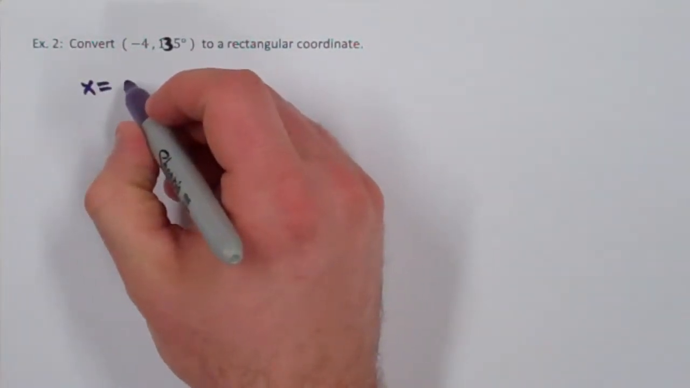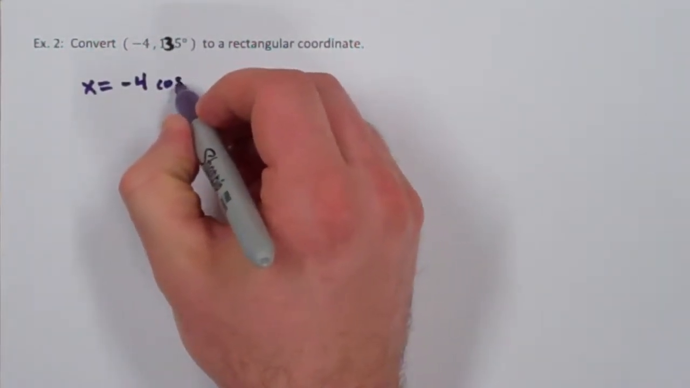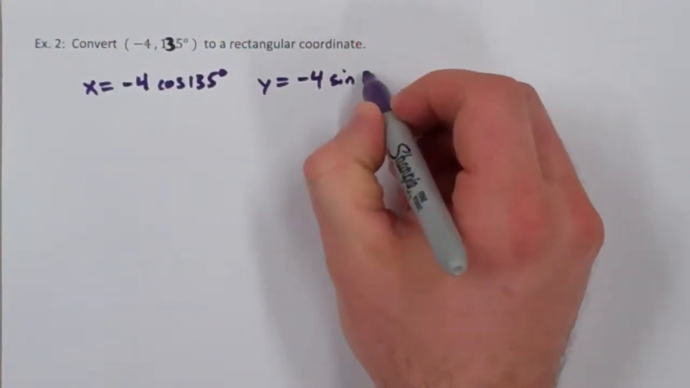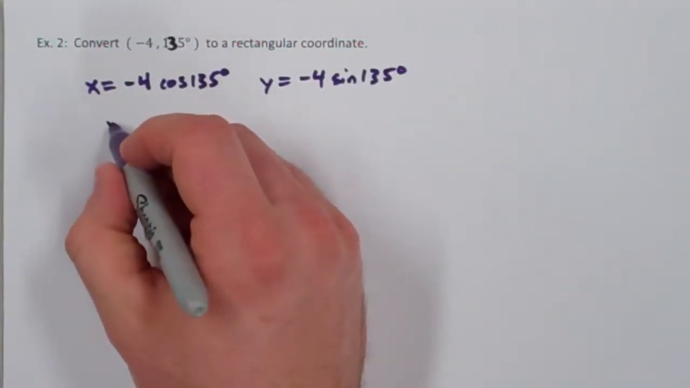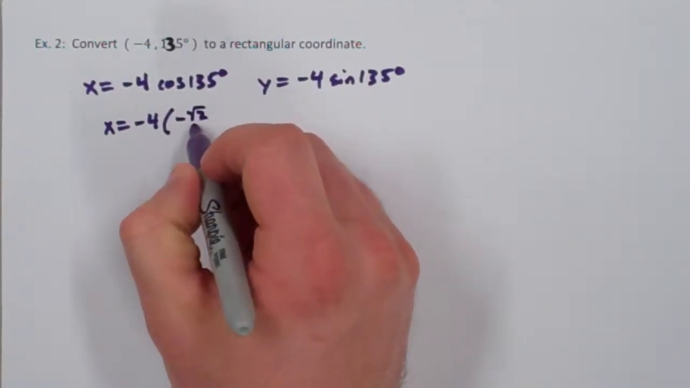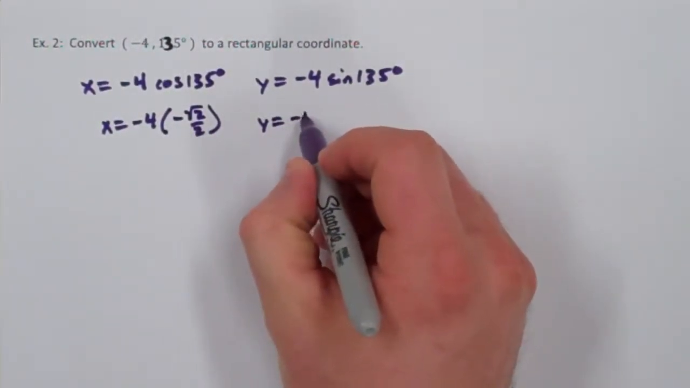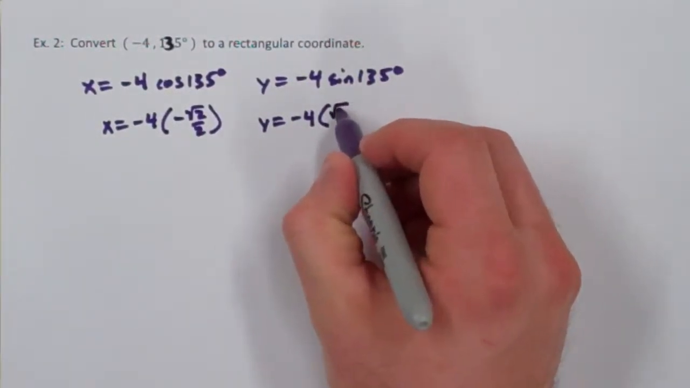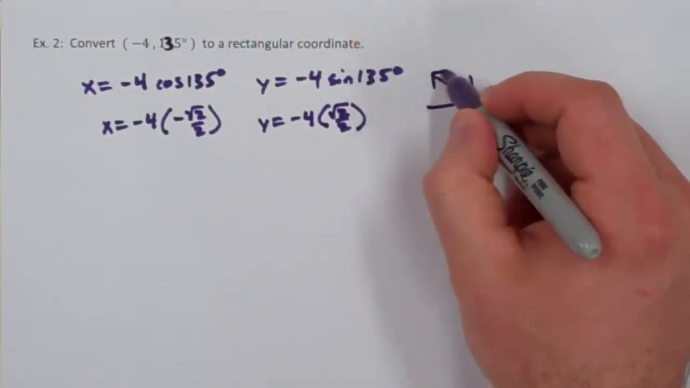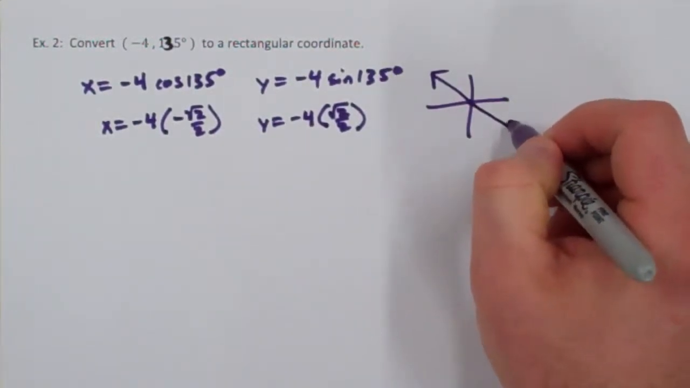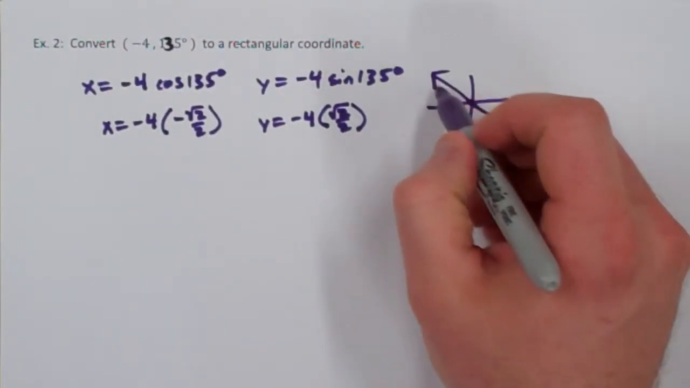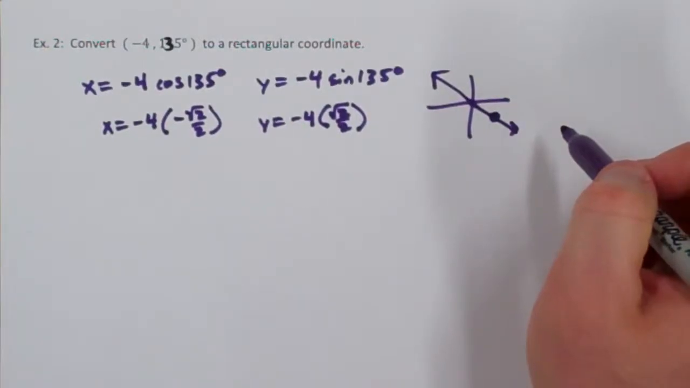x is equal to r cosine of theta, and then y is equal to r times the sine of theta. So in this case, 135 degrees is going to be negative root 2 over 2, and then negative 4 times root 2 over 2, and this will be positive. This angle, 135, and this point would actually be over here. We've got a negative radius, so instead of going in the 135 direction, we're actually going to go this direction.